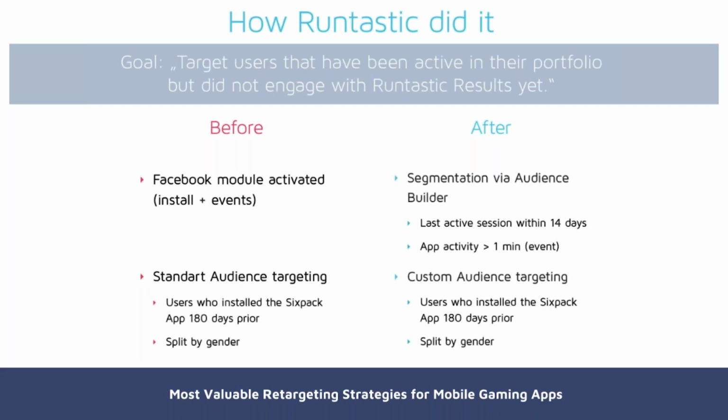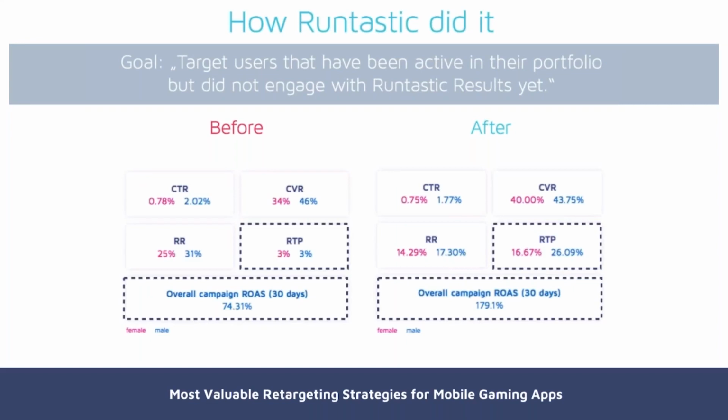So before, they were using the Facebook module, as you all know, just by sharing data through the API. The thing is that the data shared from Adjust was not granular enough. So the algorithm of the segmentation was the Facebook one. So it was working definitely, but it was not so granular. And with very granular, I mean that after they started using the audience builder, they were managing to apply the condition you see, last active session within 14 days. And also the app activity should have been longer than 1 minute. So you can actually target users that were interested in your product.